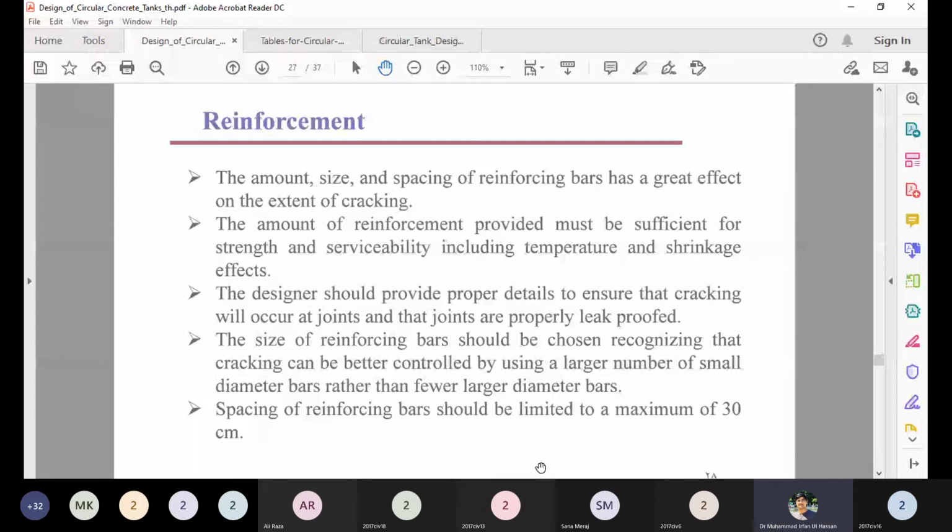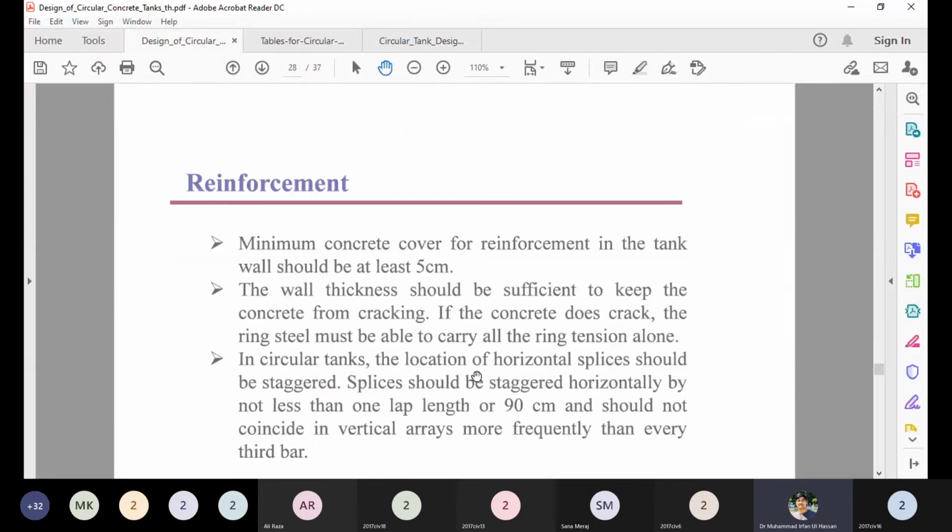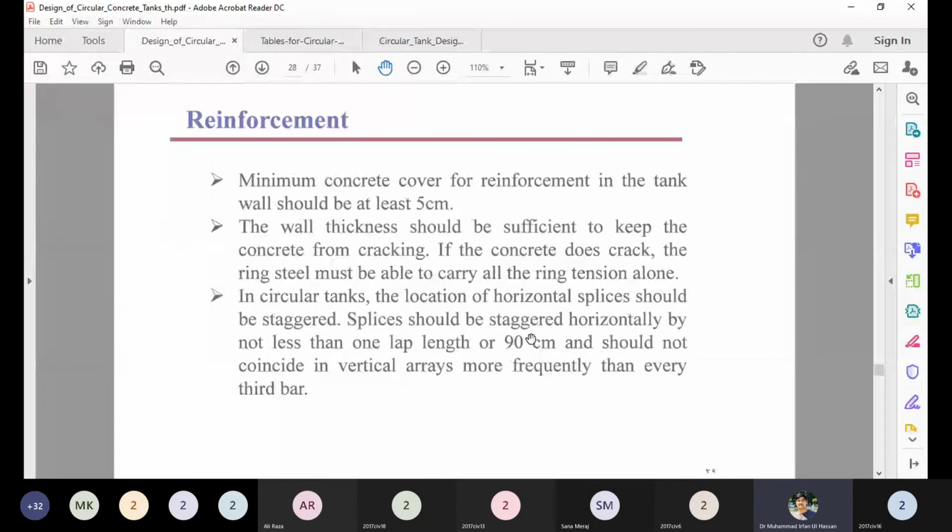Because more spacing is not recommended. There is some limiting spacing in the tanks, not more than 12 inches, and also there is a formula for allowable spacing. Maximum allowed is 30 centimeter or 300 millimeter spacing for the reinforcement. Minimum cover is 50 millimeter, and the wall thickness should be sufficient to keep the concrete from cracking.